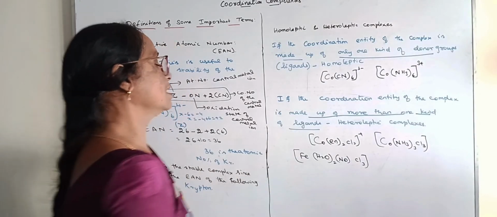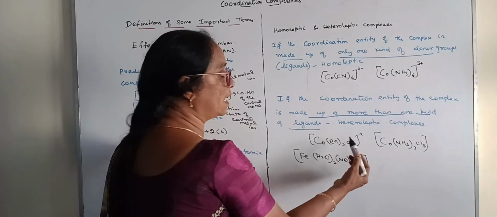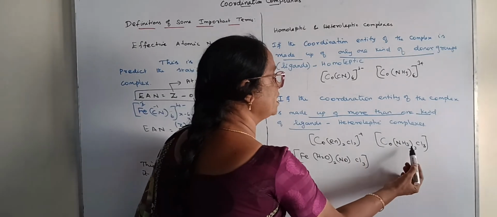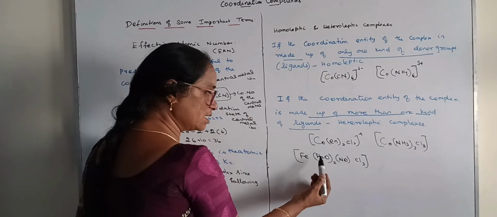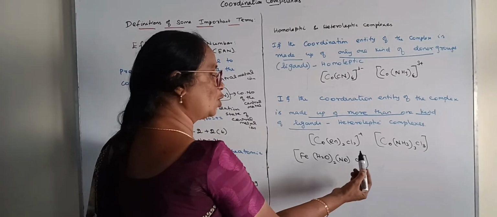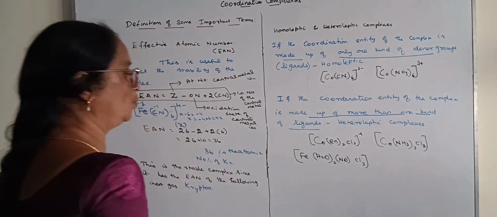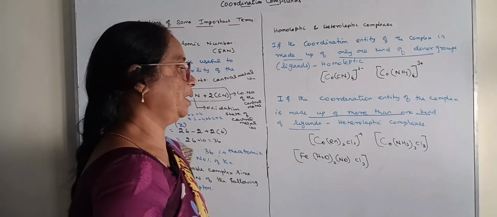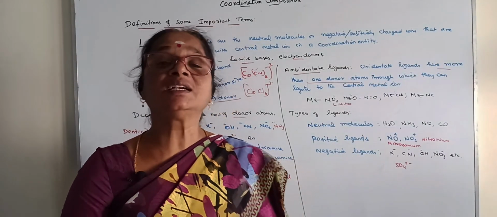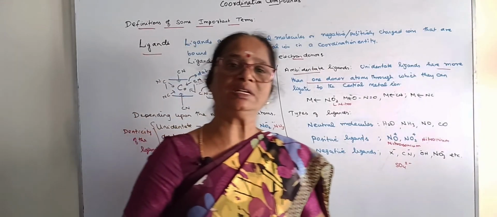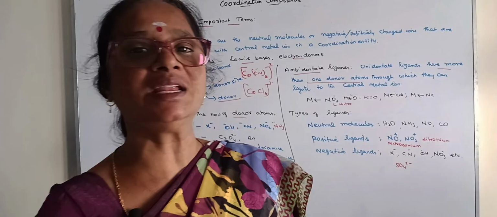In the first one, it is made up of ethane-1,2-diamine and chlorine. The next one has an ammonia molecule as well as chloride ion. Here it has a water molecule, nitrosyl group as well as chloride ion. Such complexes are said to be heteroleptic complexes.